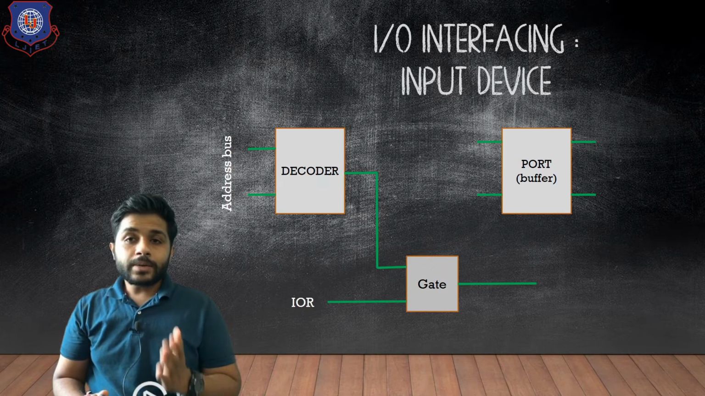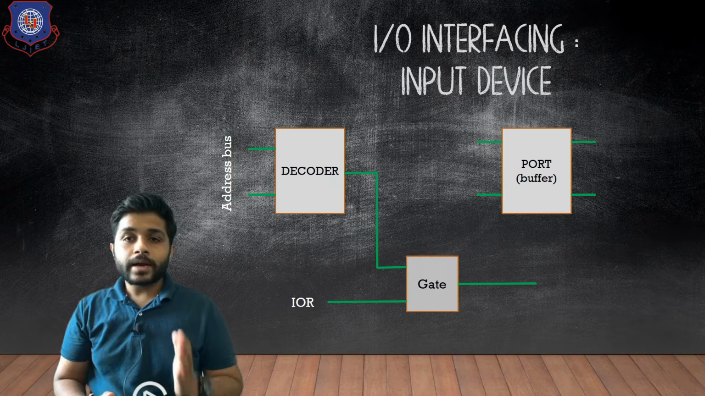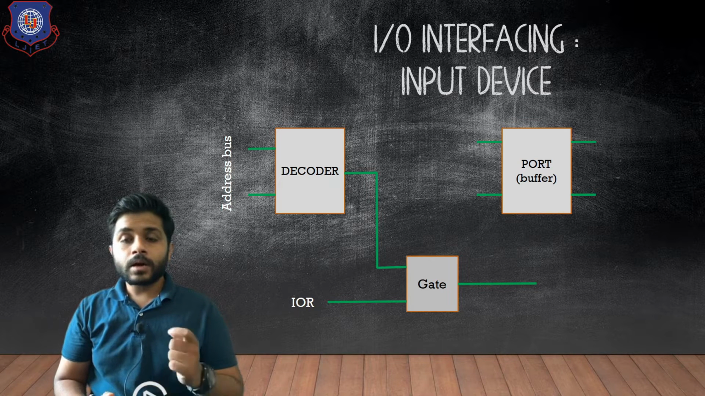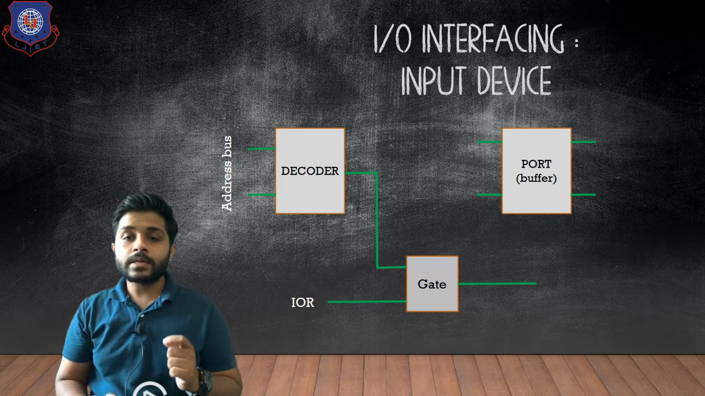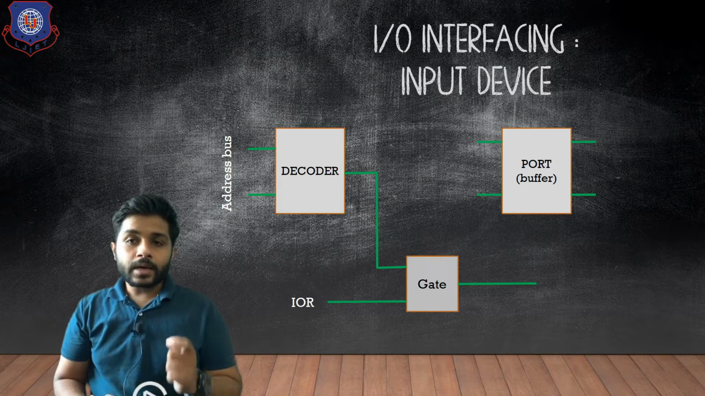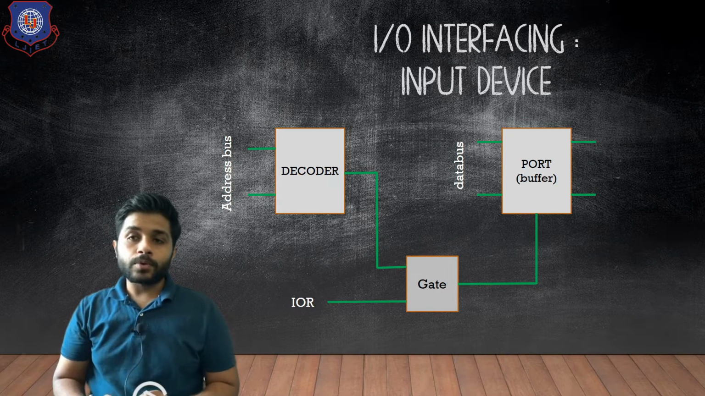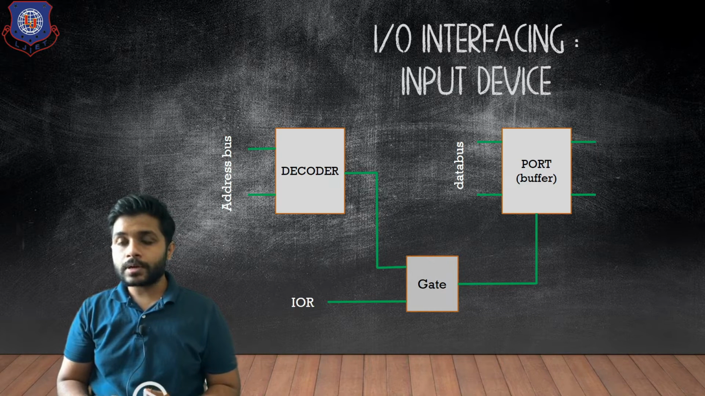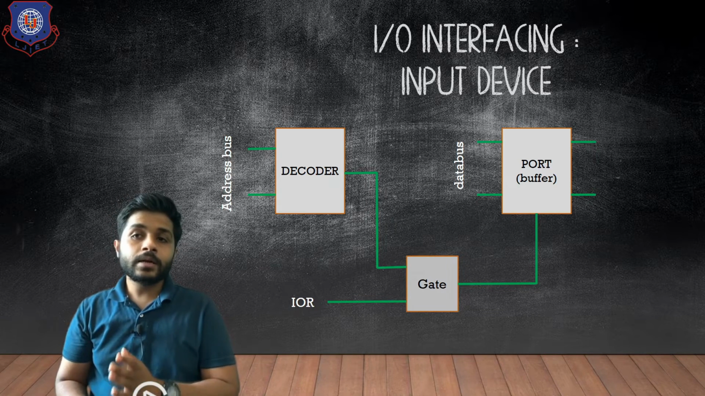Now, the input of the decoder is the address bus and the output of the decoder will be connected to one input of the gate. The other input of the gate is the input output read control signal and the output of the gate will be connected to the port. You can see that in the port, one side is the data bus which originates from the microprocessor and on the other side the input devices will be connected.